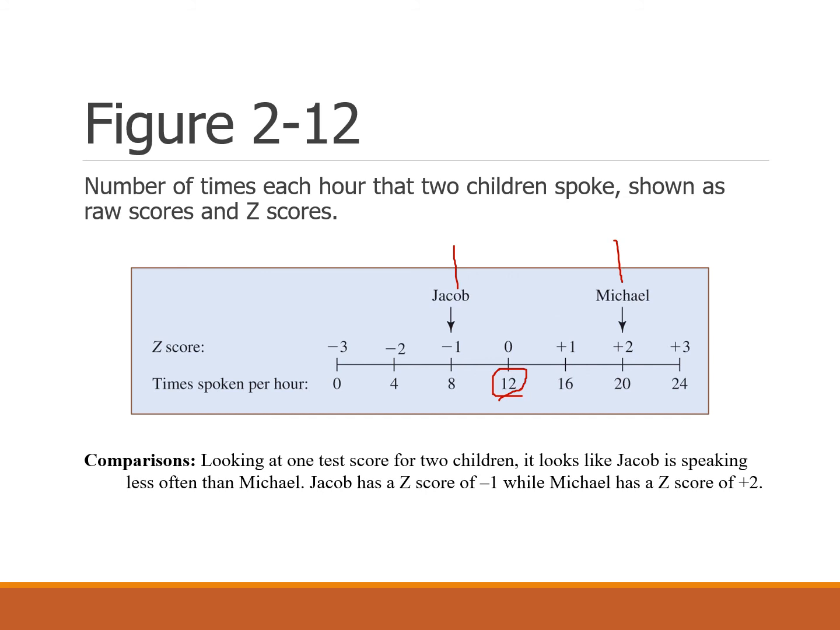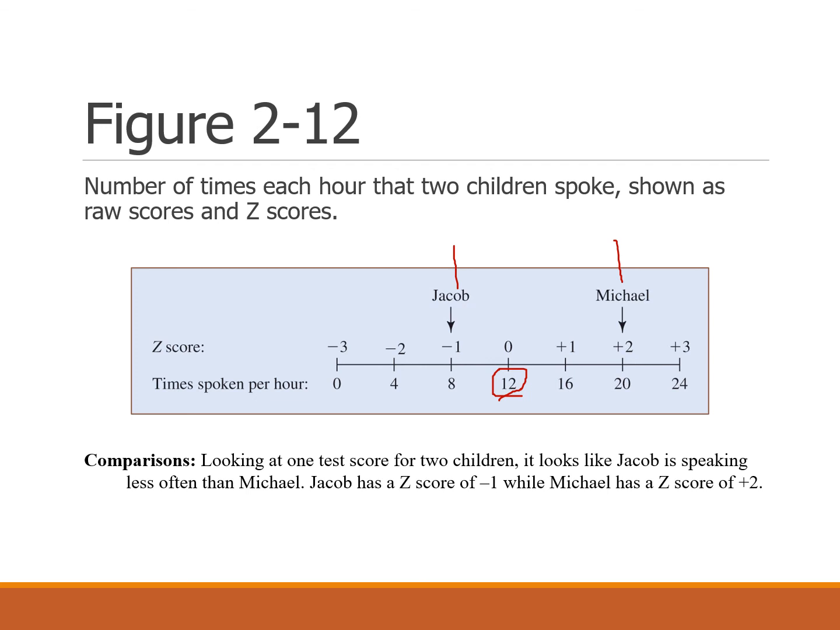But Jacob was below average. Michael was above average. So what does that tell us? Looking at one test score for 2 children, it looks like Jacob is speaking less often than Michael. And Jacob has a z-score of -1. Does this tell us that Jacob is having problems communicating? Does he have a language problem? So by looking at the z-scores, this tells us something might be wrong with Jacob.